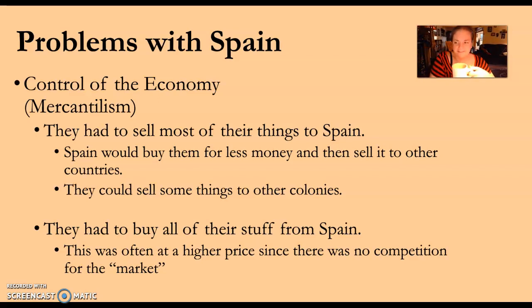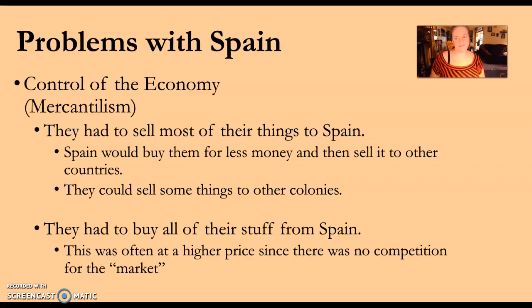Alright, so basically, it was mercantilism. The mother country has complete control over the economy, and this angers New Spain. They had to sell basically everything to Spain. Unlike some of the other colonial powers, Spain did give Mexico some permission to trade with the Philippines, which is another colony. But mostly, they had to sell their stuff to Spain.